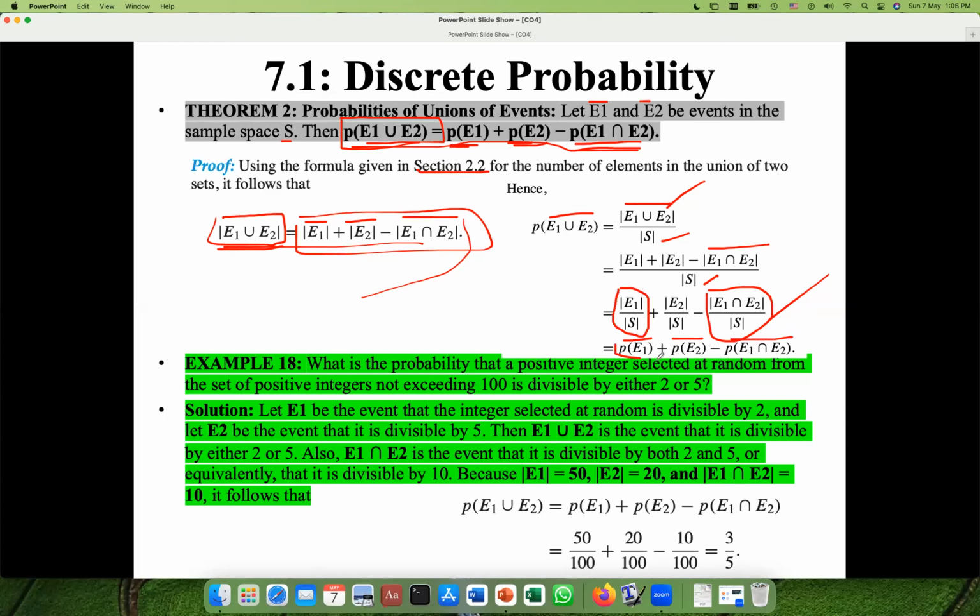So we are reaching the right hand side of this equation. So this is the proof. You started with the left hand side and you have reached the right hand side by using some earlier facts. Now the example of this theorem is here.